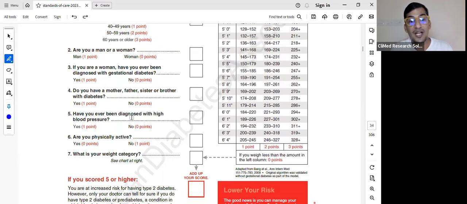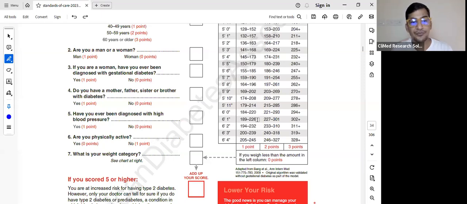Have you ever been diagnosed with high blood pressure? Hypertension is one of the major risks. If yes, then you are at higher risk. Are you physically active? Physically active means what? Like your sedentary lifestyle. If you have a sedentary lifestyle, yes. If you do not have a sedentary lifestyle, then no.